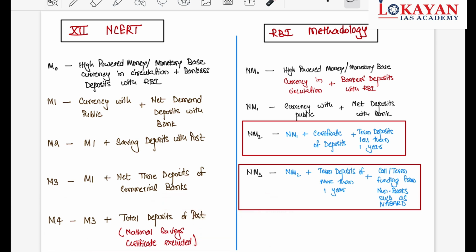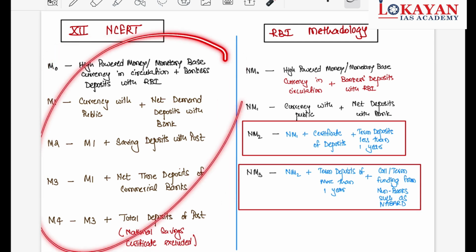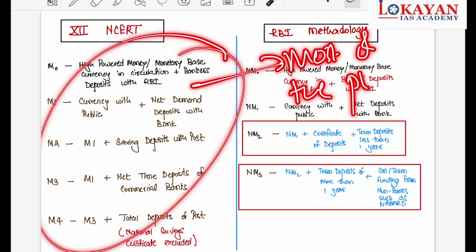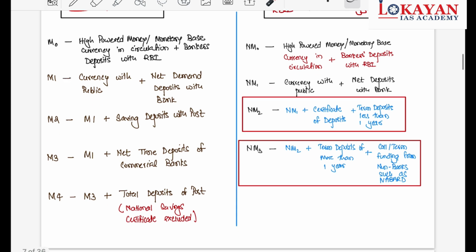If you face a question regarding these monetary aggregates, read the question carefully. If the question has specifically asked about RBI's monetary aggregates, then solve it accordingly. If the question hasn't asked anything specific, then we would suggest going through the NCERT, because these are mentioned in most of the places. But the final call is yours, so decide which aggregates to remember. So this is regarding money supply.